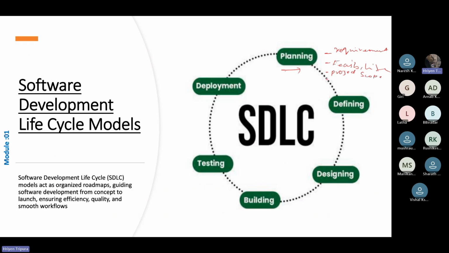So this is why requirement, feasibility, and project scope are the three parts of your planning phase. Once you gather all the details about requirements, feasibility, and project scope, and you are able to identify all the stuff, then comes what is called defining. Now the question is, what is defining?